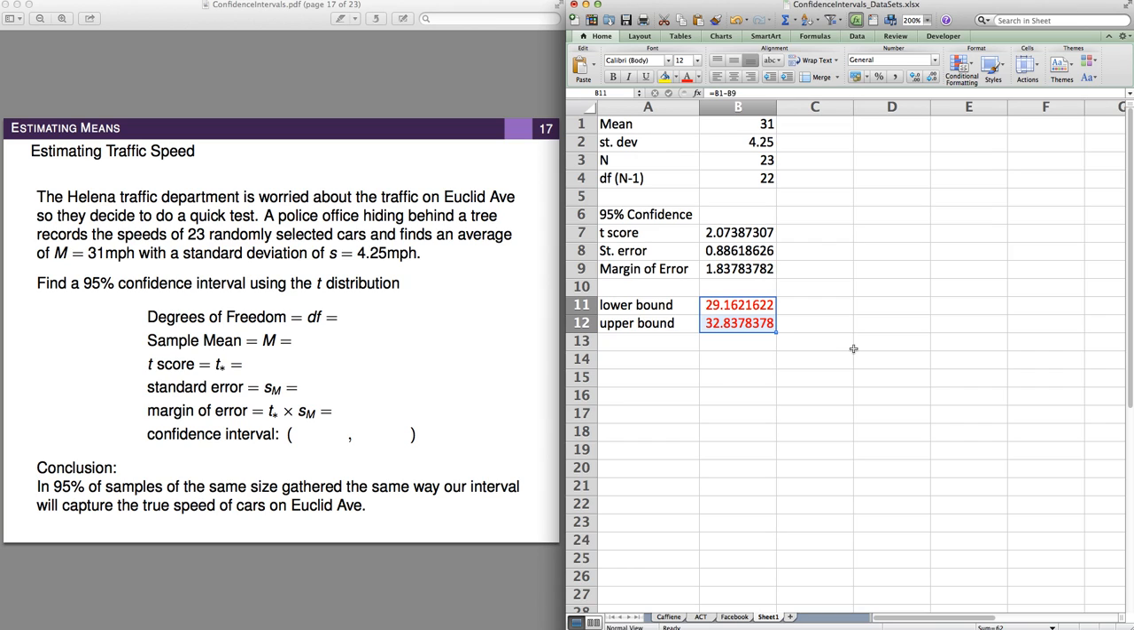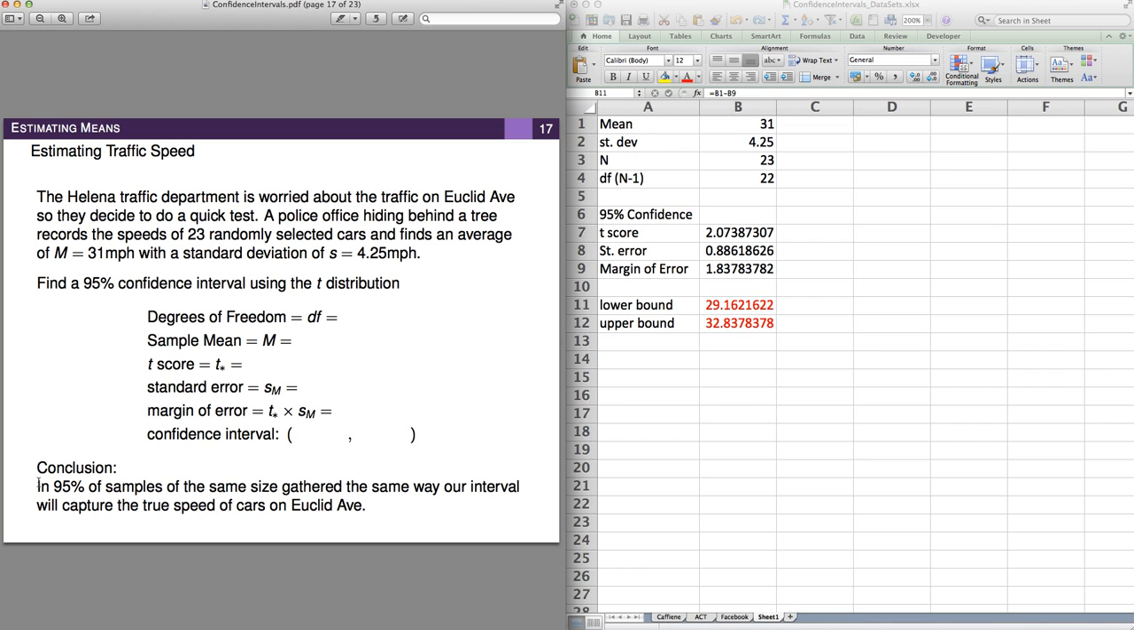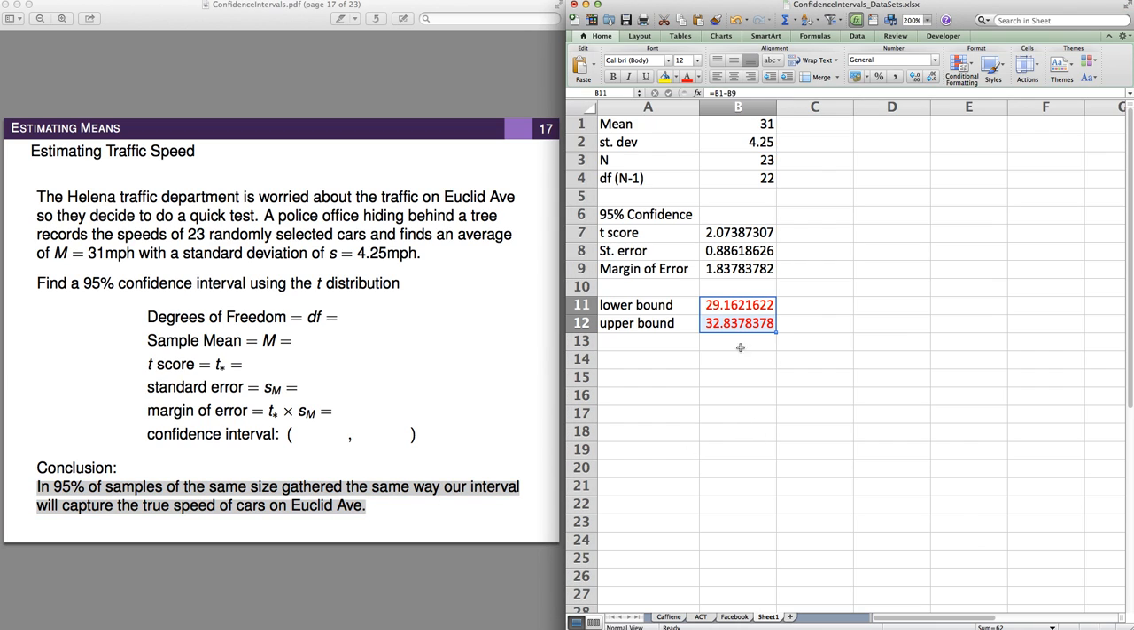The way to interpret this statistically is in 95% of samples of the same size gathered in the same way, our interval will capture the true speed of cars on Euclid Avenue. We don't know that this particular interval actually captured the true speed, but we think that it's probably pretty darn close.